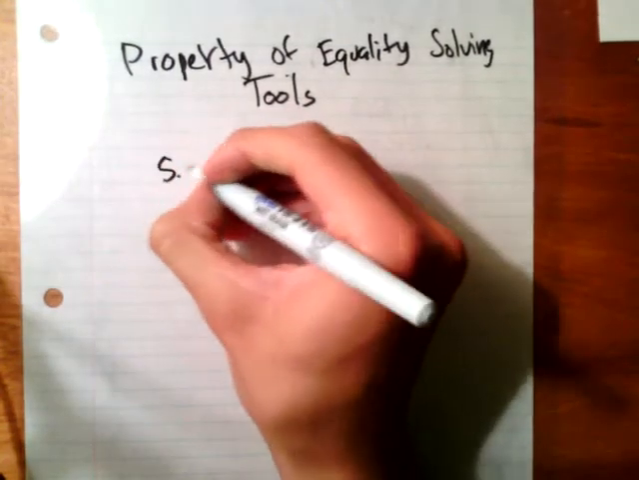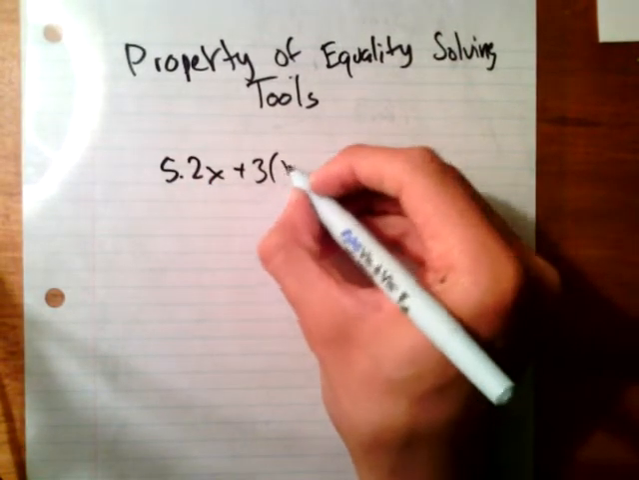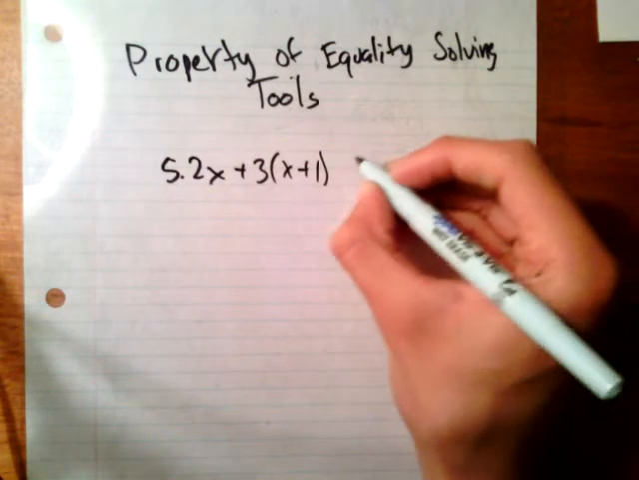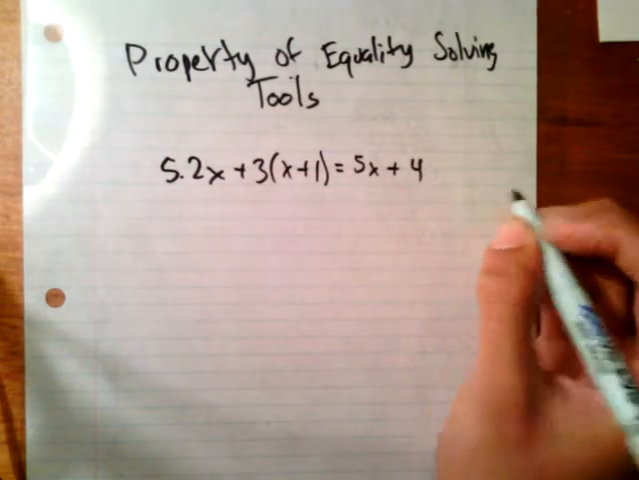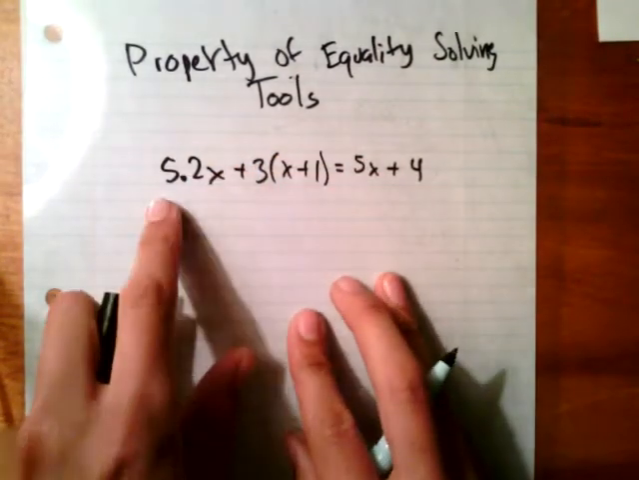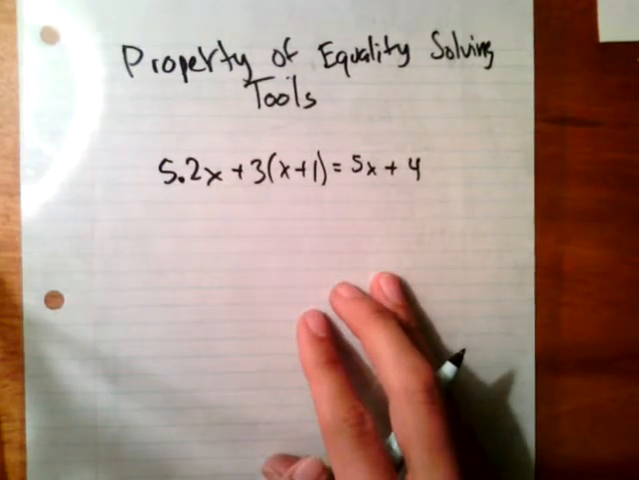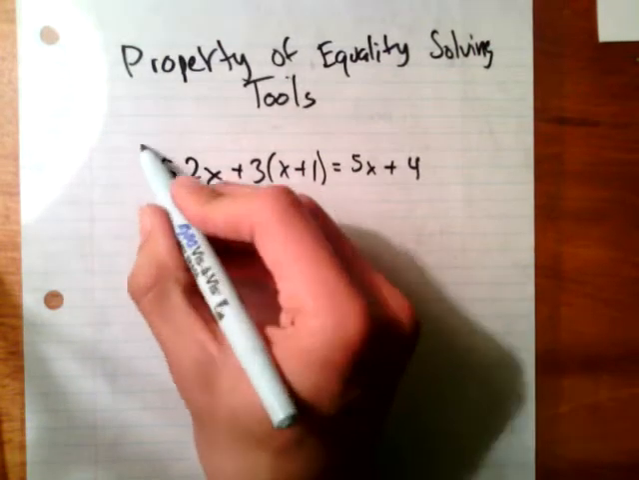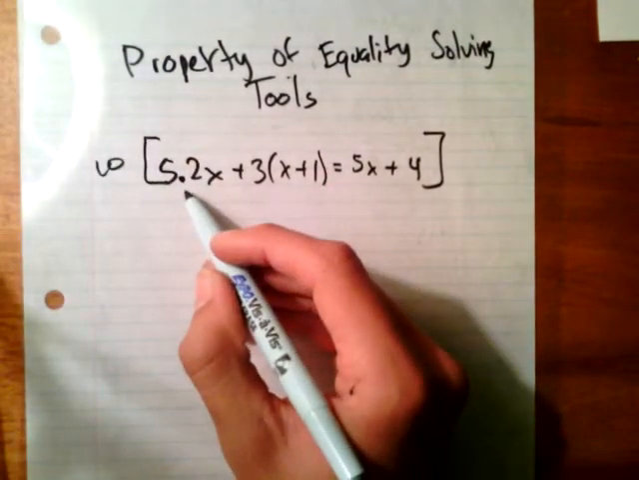So I got it. In this next problem we have 5.2x plus 3 times parentheses x plus 1 is equal to 5x plus 4. Now, this one seems like there's a lot going on, especially with that decimal in place. This may seem really strange, but what I would like to do is multiply this whole equation by 10, just so I can get rid of this decimal value.